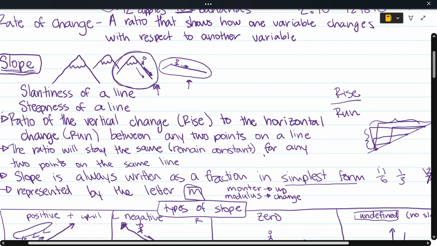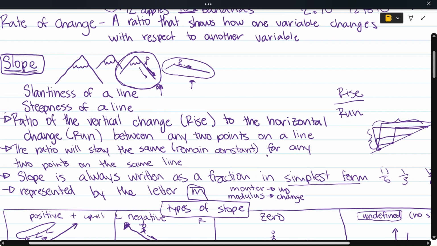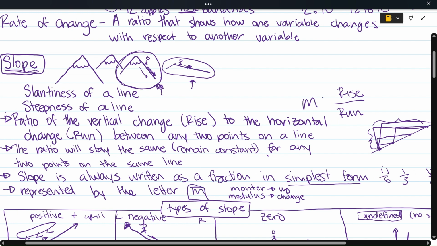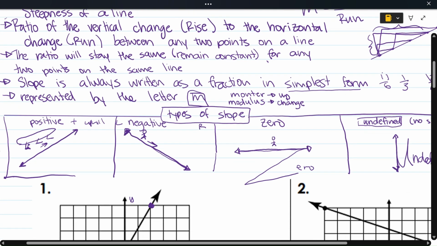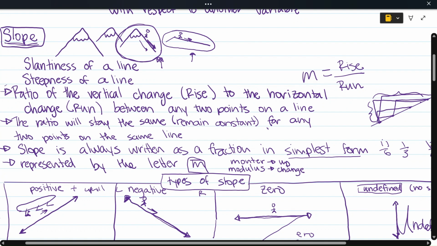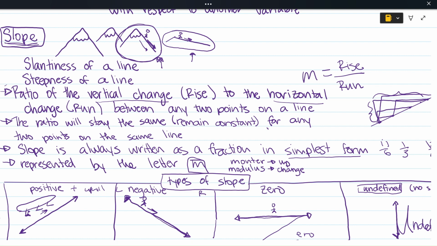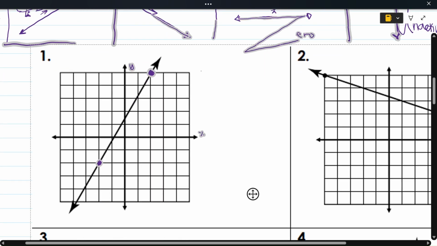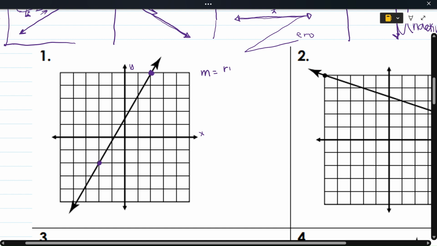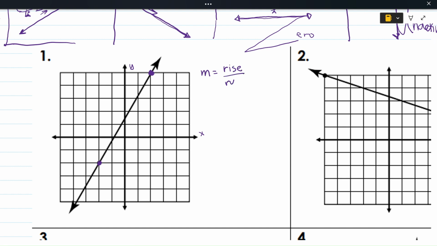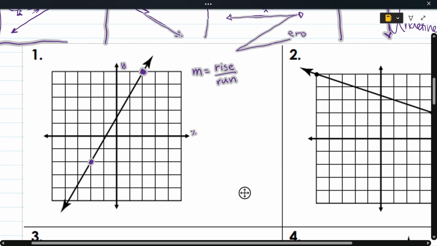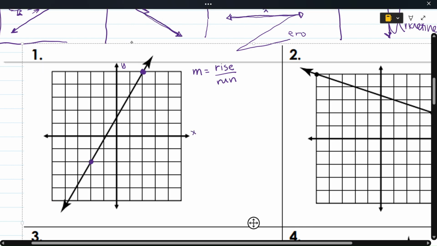So I'm going to go back up to my notes and I'm going to look at what slope is. My slope is the rise over the run. The vertical change, the ratio of the vertical change to the horizontal change. So it's going to be M equals rise over run. Or my vertical change over my horizontal change. And then what I like to do when I'm doing these is I like to, let me get a different pen color. Let's do yellow.